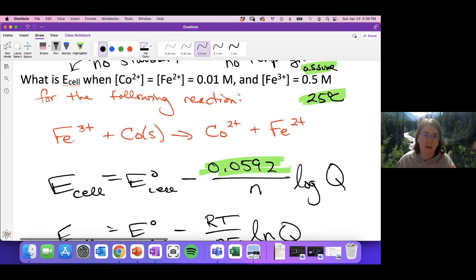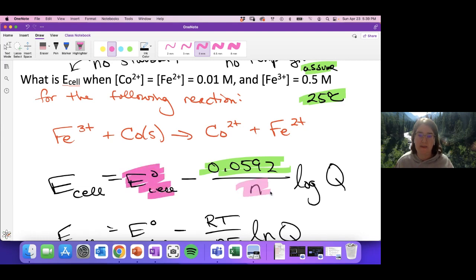Then from there are three different things I have to find. I need to find E standard of the cell. I need to find N. I need to find Q. I've got three different values I'm looking for.